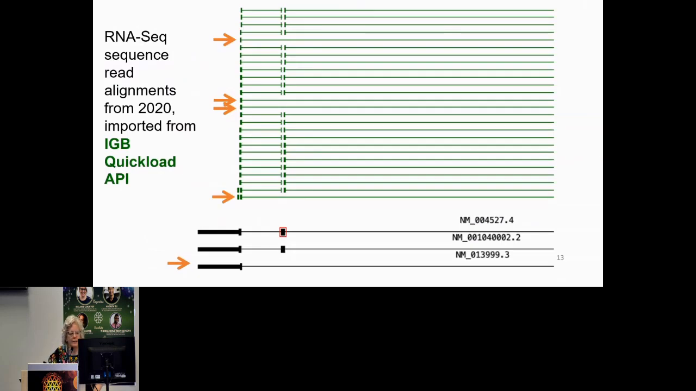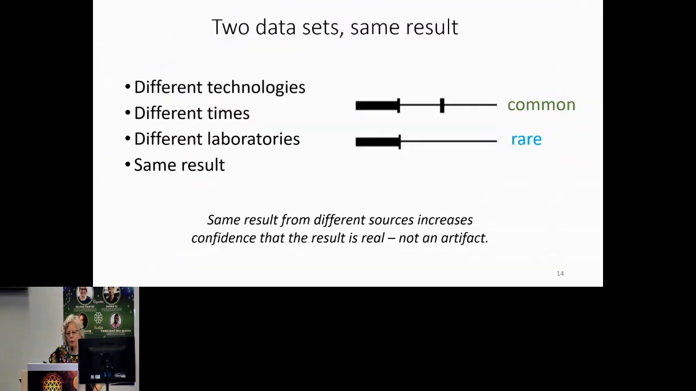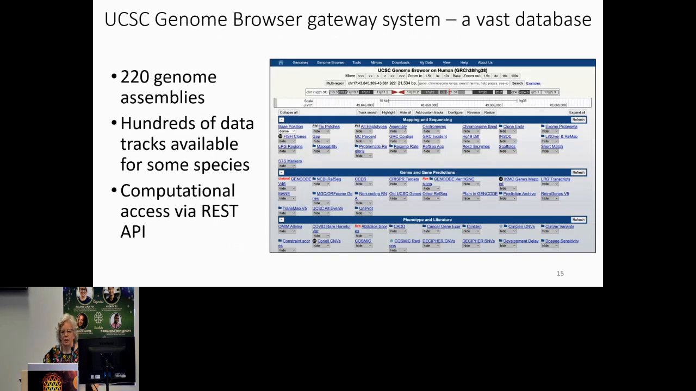So this is an RNA-seq data set that's basically saying the same thing. We have a lot of aligned sequence reads, and only a small number of them support the exon skipped variant. So we have 2 data sets, the same result. 2 data sets made with entirely different technologies, different times and different laboratories, same result. And the same result from different sources increases our confidence that the result is real and not an artifact. So this is why we need to look at a lot of different data sets that are kind of getting at the same biological process in different directions, using different technologies and different kinds of experiments.